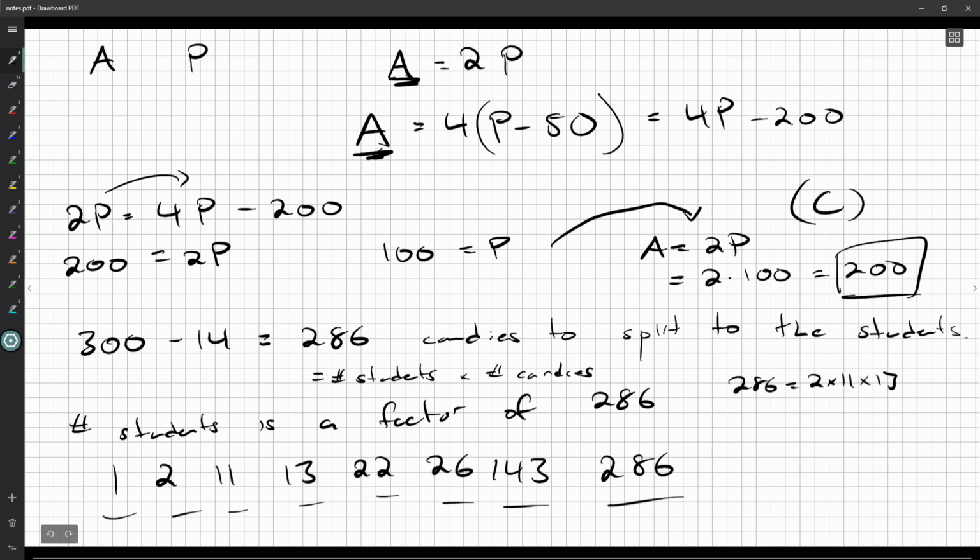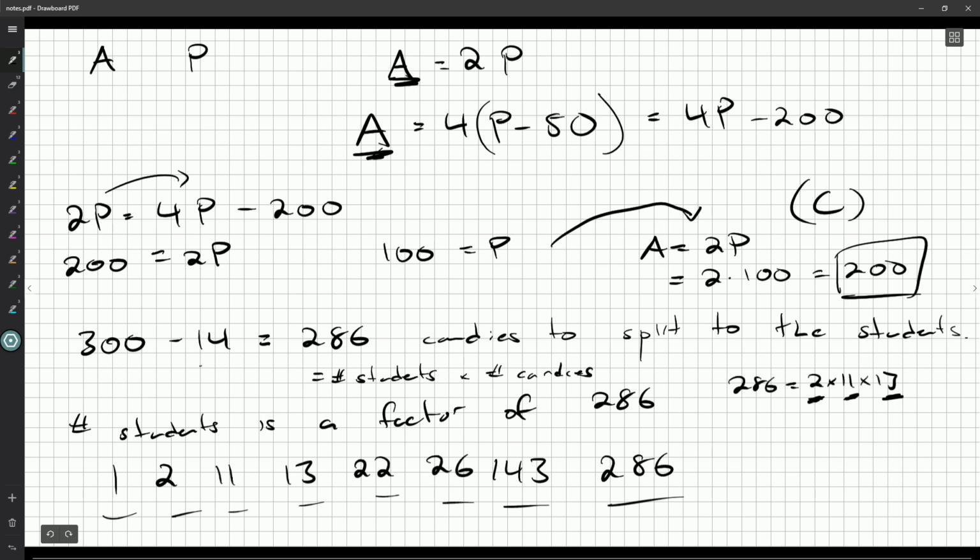How do I know I'm going to have 8 factors? Imagine a factor of 286. It might have a 2 in it, or it might not. It might have an 11 in it, or it might not. It might have a 13 in it, or it might not. So there's 2 choices, is the 2 in or not, times another 2 choices, is the 11 in or not, times another 2 choices, 13. And 2 times 2 times 2 is 8. So that's how I know how many factors to get.